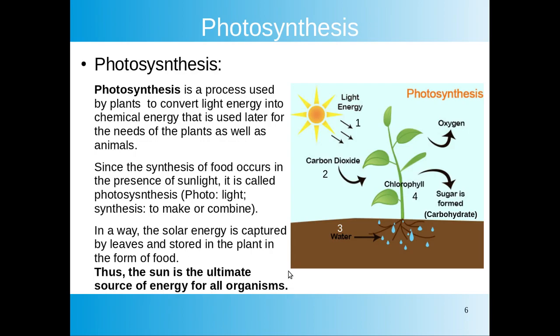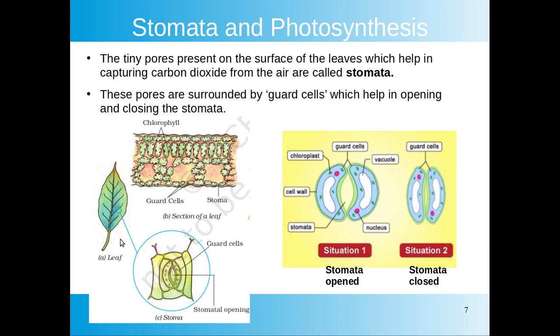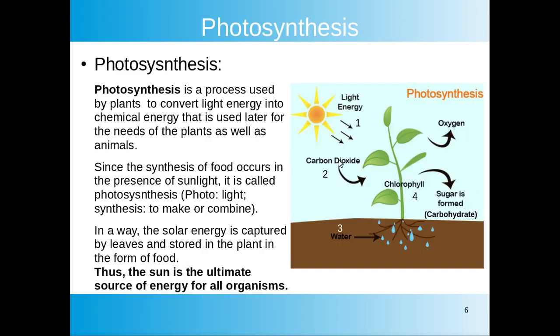Now, let us know how these products are being available to the plant. Carbon dioxide from air, through pores present in the leaves, water from soil through root, sunlight from sun, and chlorophyll is present in the leaves. Now, what is the result? Carbohydrate and oxygen. Carbohydrate or glucose or sugar, and oxygen is released to the environment.